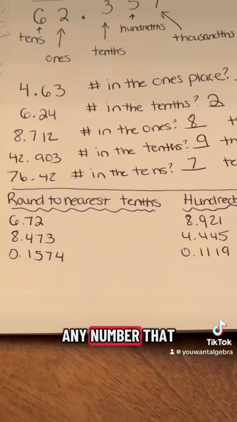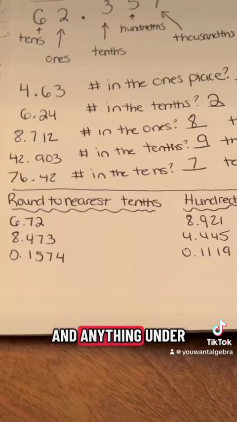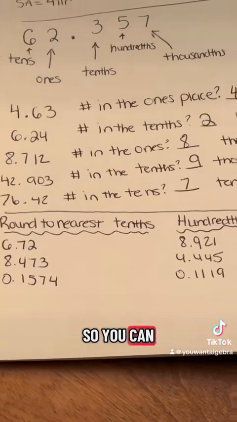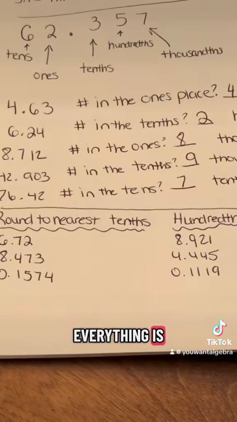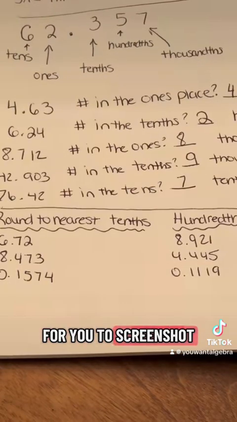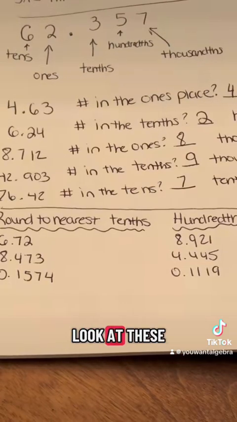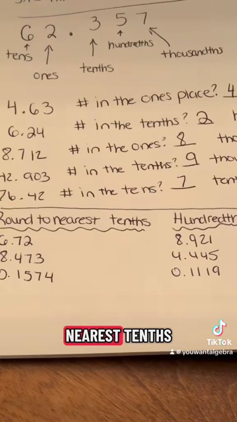Now again, any number that is 5 or higher will round the numbers up when we're talking about place value. And anything under 5 will keep it the same. So you can see up here at the top, there's our number, and I've labeled where everything is. This might be a good spot for you to screenshot, and then we're going to take a look at these numbers down below. So we have rounding to the nearest tenths.